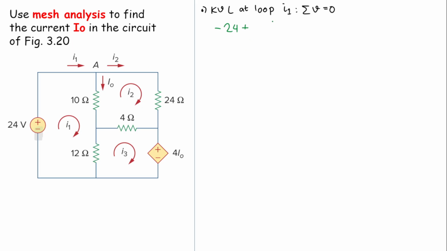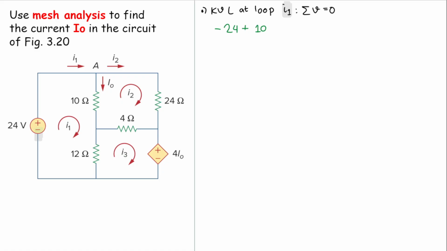So we'll have 10 ohm there. But to get voltage from resistance, we multiply it by the current. However, there are two loop currents that flow through this 10 ohm resistor, right? I1 and I2. But currently we are working on I1, so I1 always takes priority. So I will have I1 here. And then here I2 is flowing in the opposite direction. So I have minus I2 here.